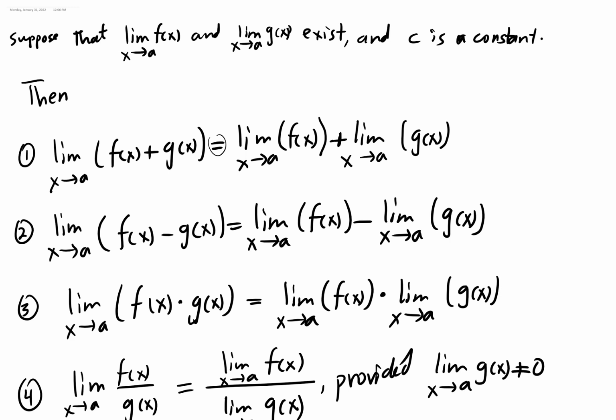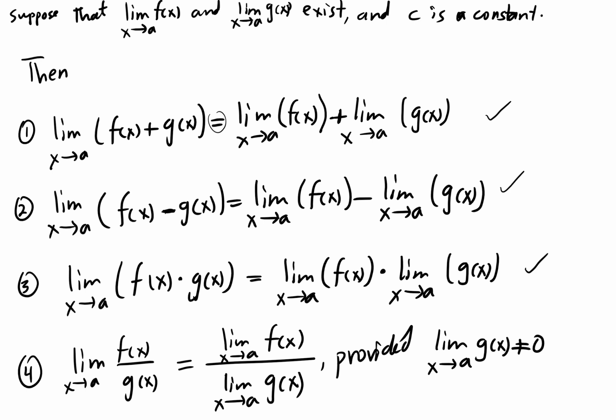This means you can pass the limit to the first function plus the limit for the second function. Even if you have 3 or more, you can pass to all of them. Same thing works for subtraction and multiplication in laws 2 and 3. For the division, it works the same way. You can pass the limit to the top, pass the limit to the bottom. But we need to make sure that the denominator is not 0, because we're not allowed to divide by 0.